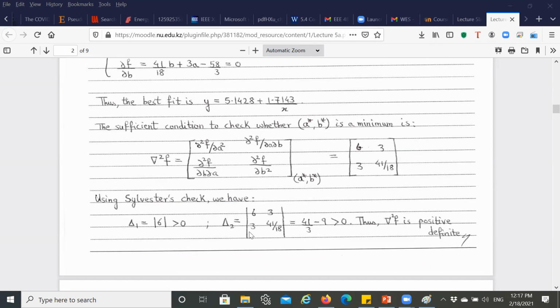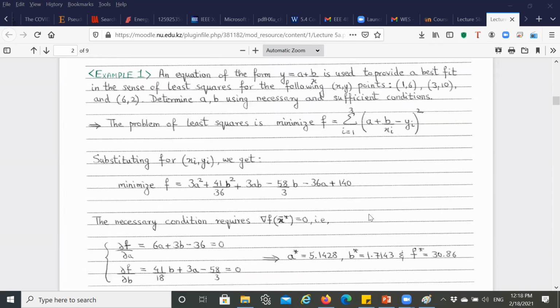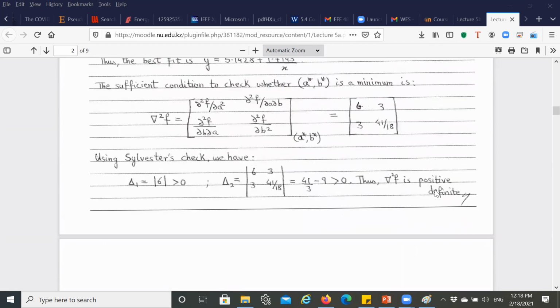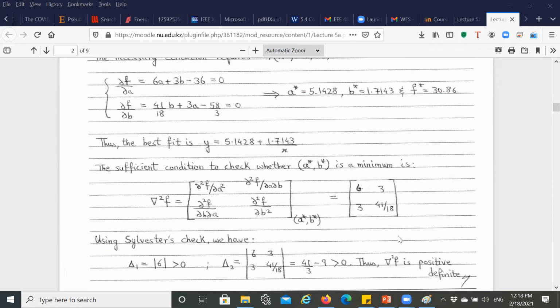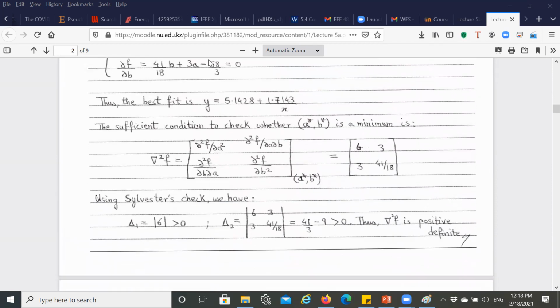Minor principles, okay? So you have a 2 by 2, so you'll have one minor principle of dimension 1,1, which is 6, and another minor principle of dimension 2,2, which is the whole matrix. So taking the determinant, if both of them are positive, this is positive, therefore this is positive definite, okay? So we check that, and since this is positive definite, then definitely A and B are a minimum. So it minimizes the function, and this function value would be the minimum function value, okay?